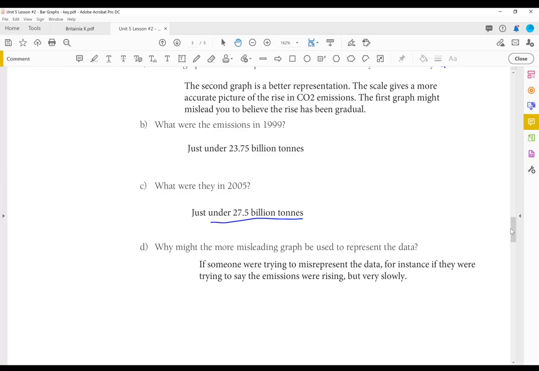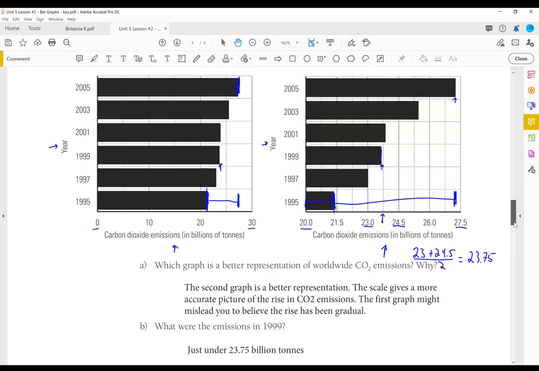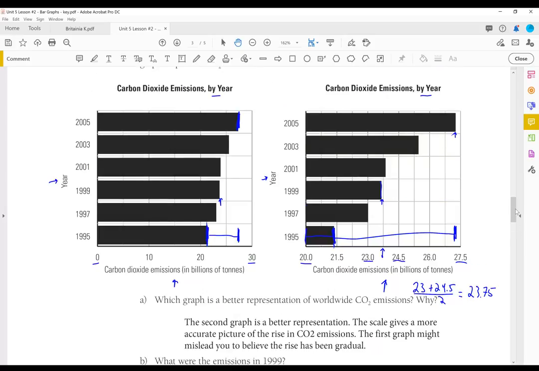And D, why might the more misleading graph be used to represent the data? Well, you could come up with a number of answers for this as long as they make sense. My answer was if someone were trying to misrepresent the data, for instance, if they were trying to say the emissions were rising but very slowly, so this data here would help them use that argument.